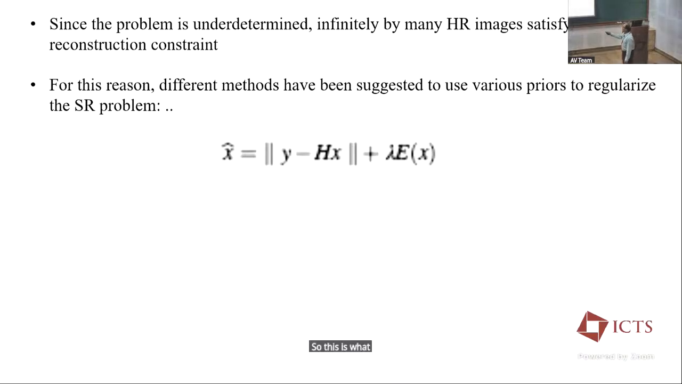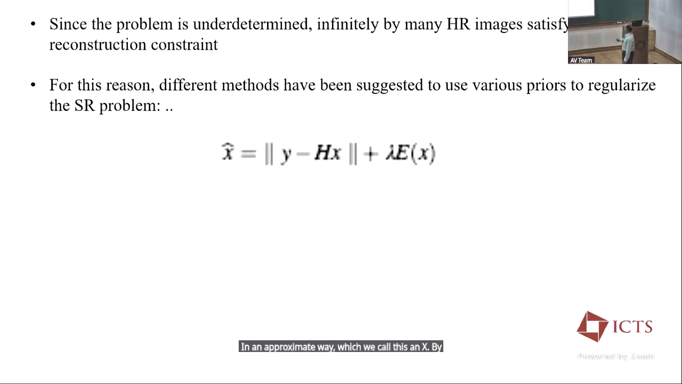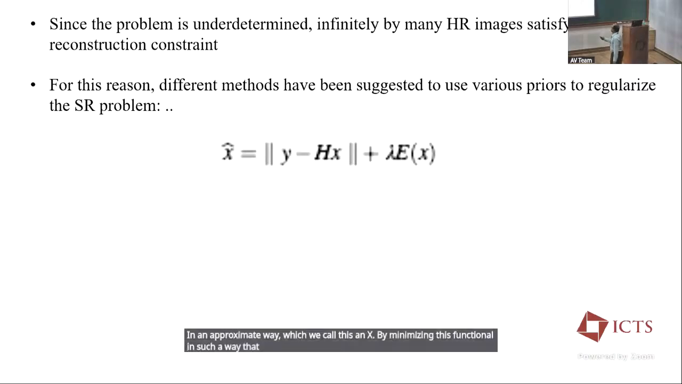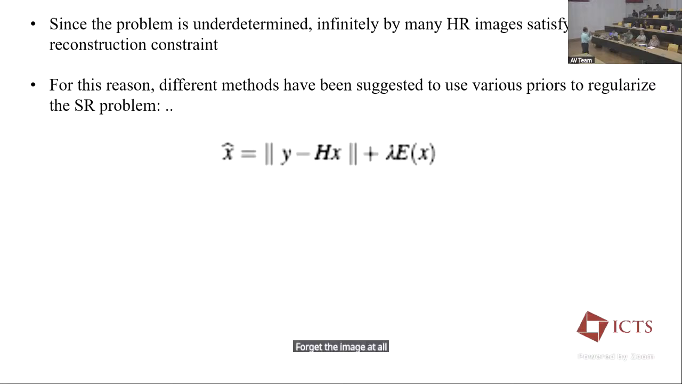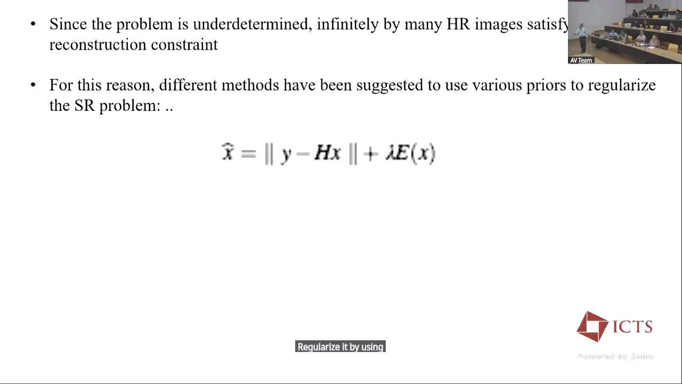So this is the given problem. We would like to find x in an approximate way, which we call x cap, by minimizing this functional in such a way that I don't lose my exact message in the image. In the process of trying to find the original image, I should not forget the image at all. My original image should be kept. So that's the fidelity term, so that I keep track. I would like to minimize this, take y, make this as small as possible, and regularize. Since this is an ill-conditioned problem, I would like to regularize it by using a regularization functional.